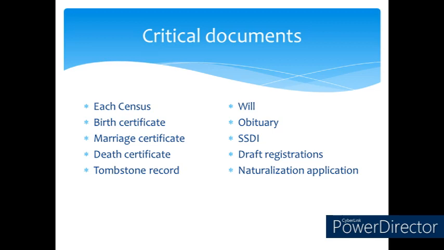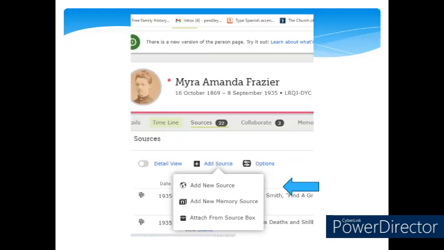Critical documents normally include available copies of each census that the individual appeared in, any birth, marriage, or death certificate, plus any appropriate data source such as a tombstone record, obituary, will, government registration such as the SSDI and the draft registration, or naturalization forms.